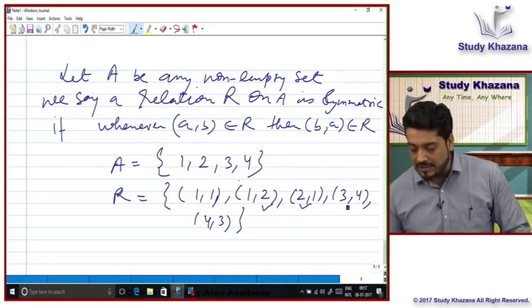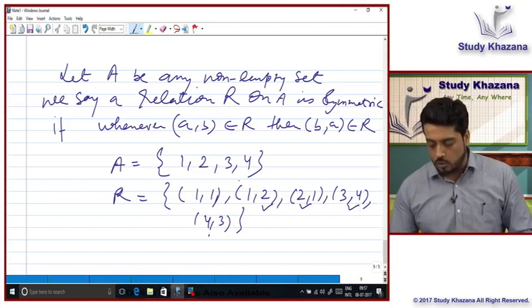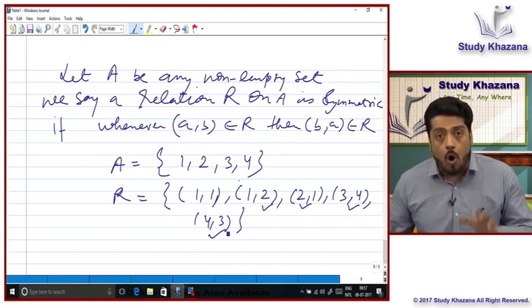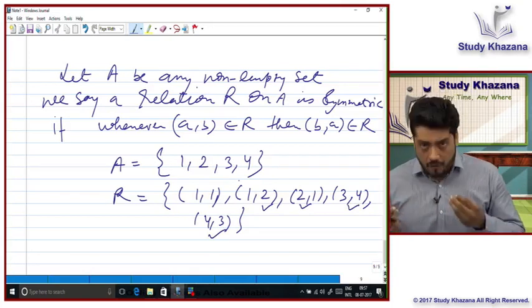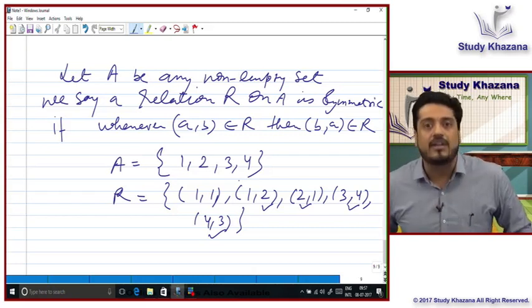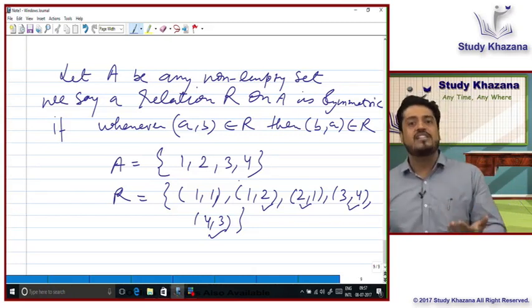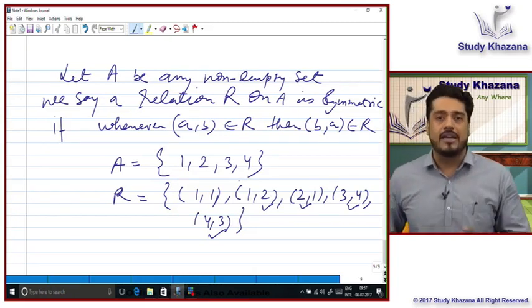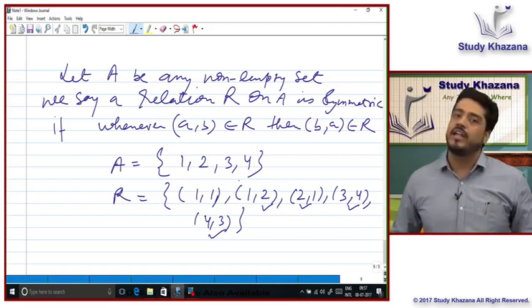Now similarly, (3,4) belongs to R. So what is my requirement? (4,3) should also belong to R, and it is available. So all the conditions required for symmetry of a relation are satisfied, and we declare this relation to be a symmetric relation.